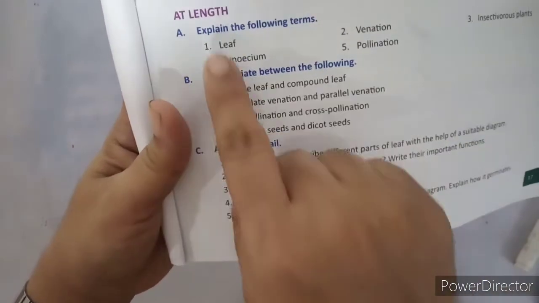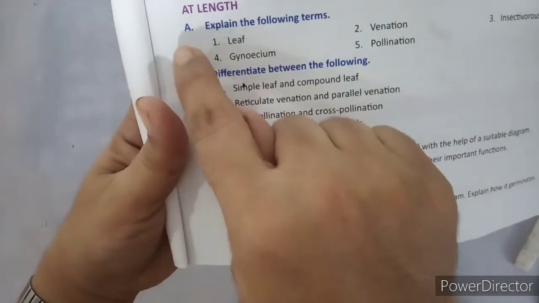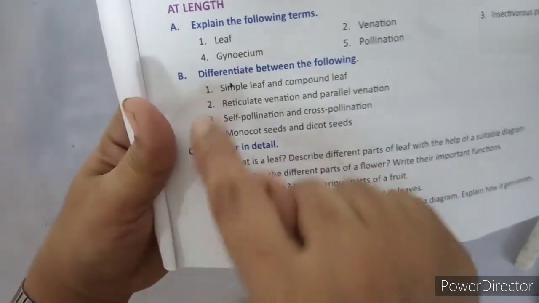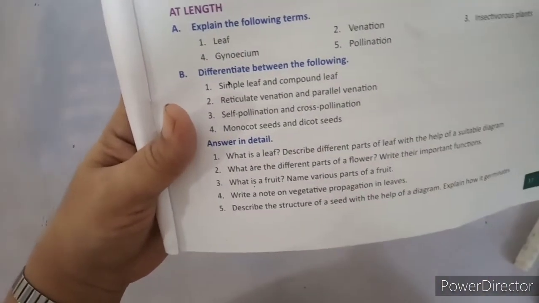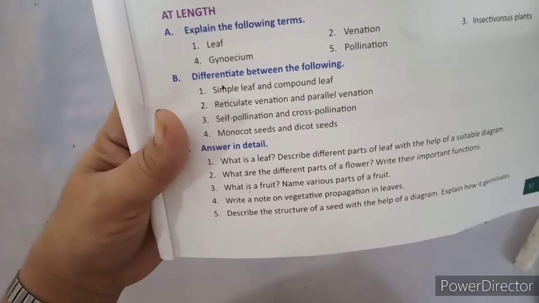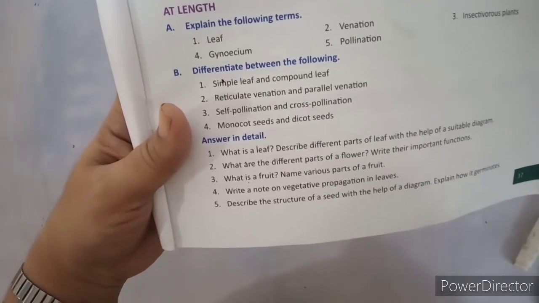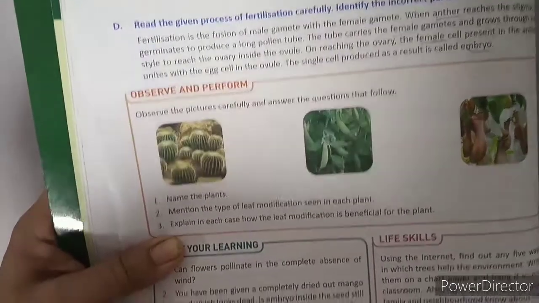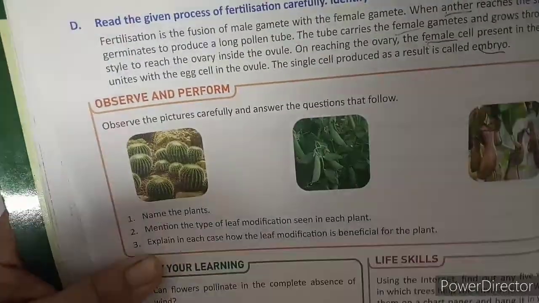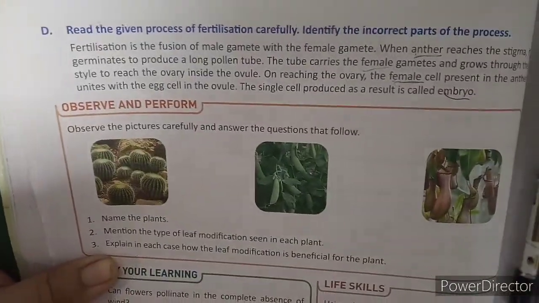So on page number 17 we have completed A, B, C part. In the next page, number 18, you have one more D part, so we will do that. Okay students, now we have come to the D part on page number 18. Can you see the D part over here?